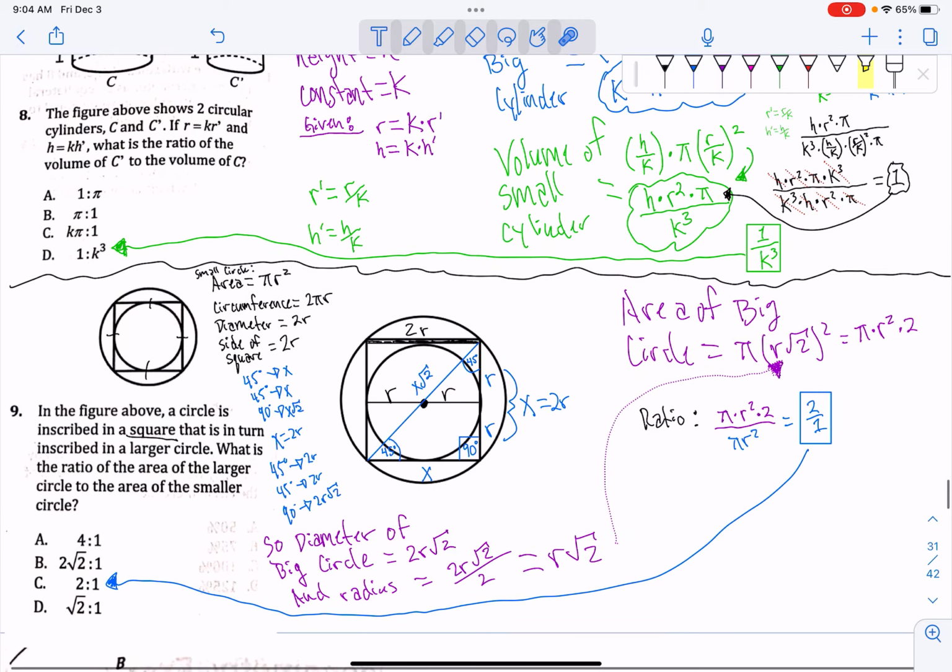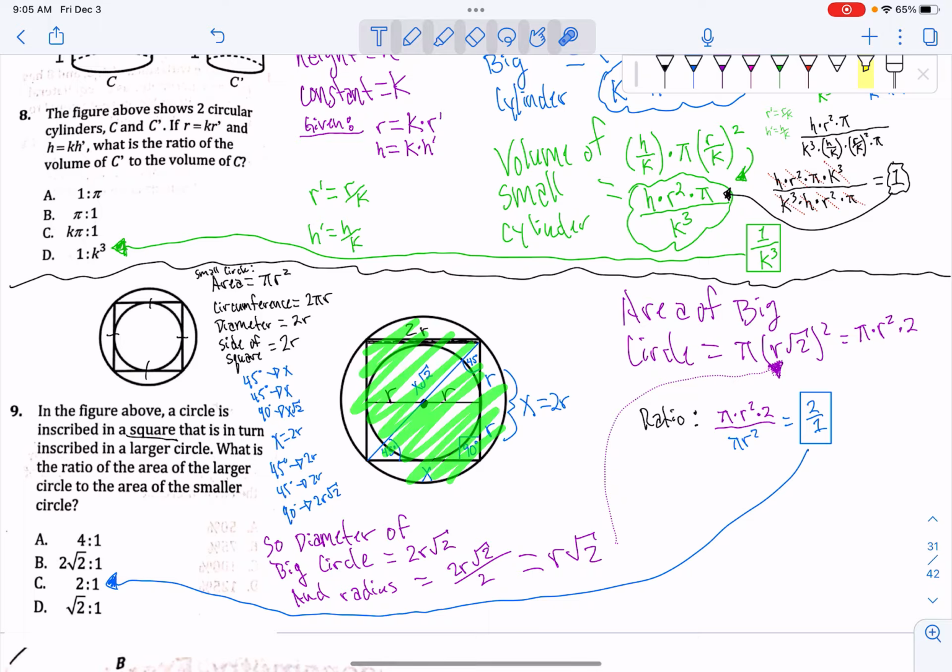And then this was again, all these problems are very, very long. So again, in the figure above, a circle is inscribed in a square that is in turn inscribed in a larger circle. What is the ratio of the area of the larger circle to the area of the smaller circle? So in plain English, you have a circle here, and then you have a circle inside that circle, or the other way around, and then you have a square inscribed in those circles. So we want to find out the ratio, right? The ratio of this little circle compared to the big circle.